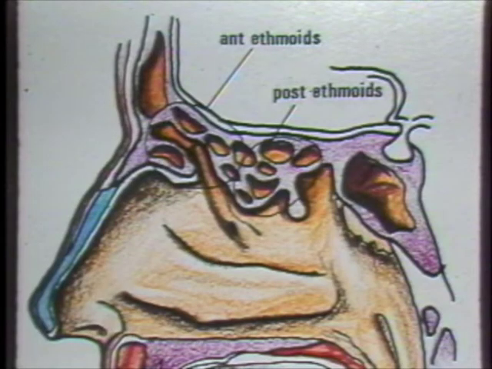Now, if we take the superior turbinate out, as well as the middle turbinate, we can see where the anterior and the posterior ethmoids are located. We can also see the relationship of the sphenoid sinus and the frontal sinus. The point I want to make here is that 90% of the polyps that are going to be identified in the nose are going to come from the anterior and the posterior ethmoid sinuses.